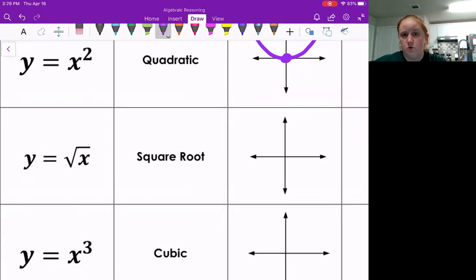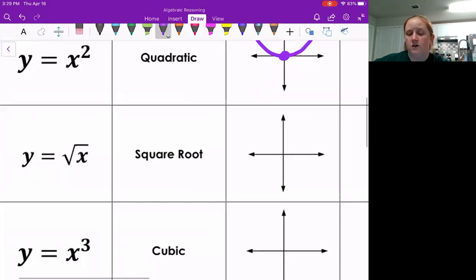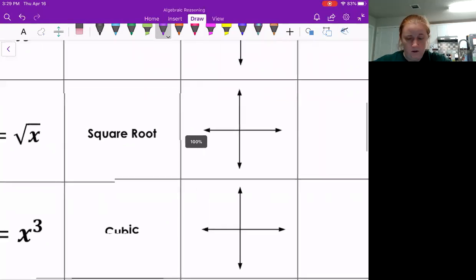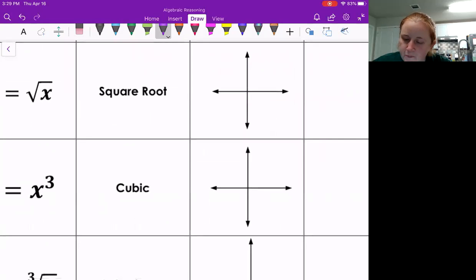And the first inverse we're looking at is called the square root. The equation says y equals the square root of x, and since it is the inverse of the quadratic, all of those coordinates on that quadratic graph are going to get switched, which causes that U shape to go now over to the side.